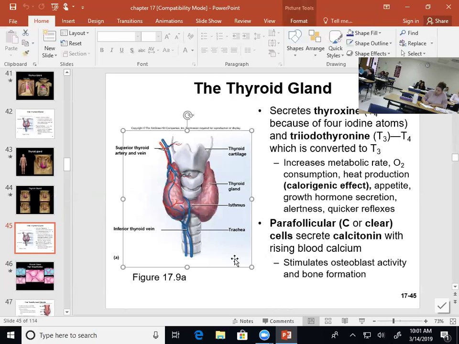Calcitonin, now I want you to be careful how you read this. What calcitonin does is decrease blood calcium levels. That's its function. It decreases blood calcium levels. So what would be the stimulus for its release? When they're high, right? Does that make sense for you?